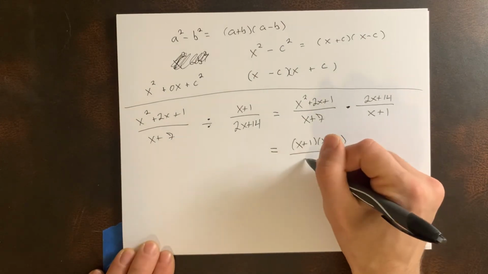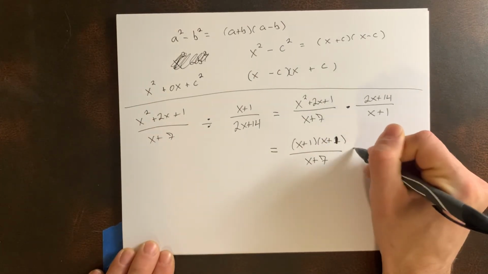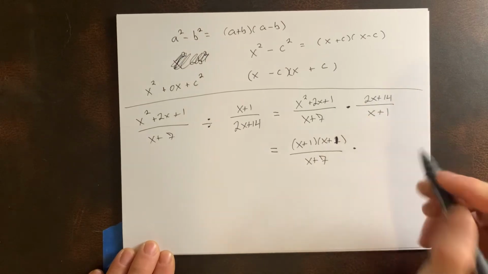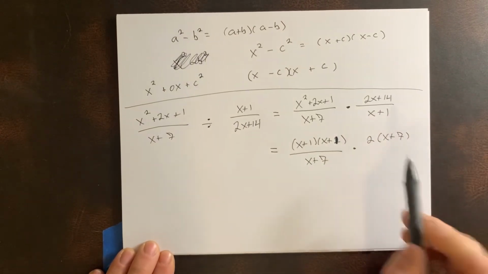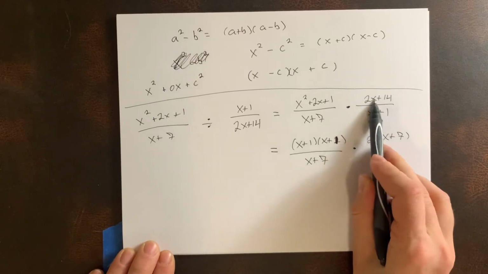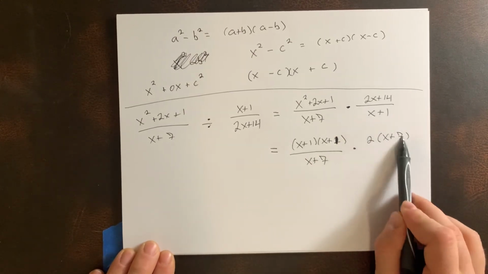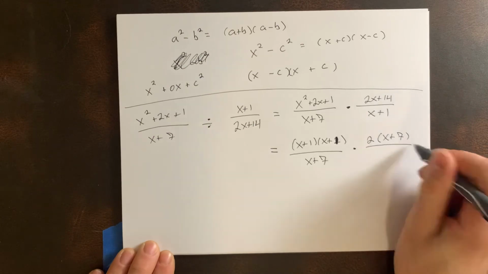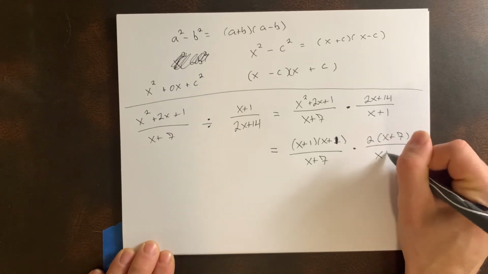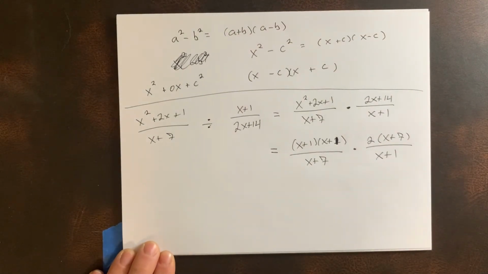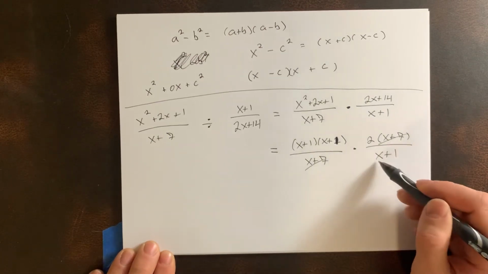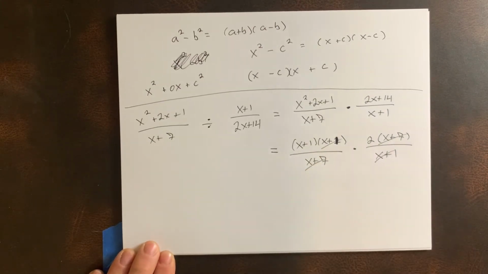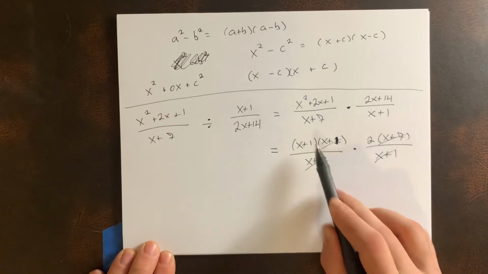We can't factor x plus 7, so we rewrite it. And then here we could take out a 2. So we're going to have a 2, and then be left with an x plus 7. Again, 2 times x, that's 2x, and then 2 times 7 is 14. And on the bottom, we just have our x plus 1. So here we see that this x plus 7 cancels with this x plus 7. This x plus 1 cancels with this x plus 1. And all we're left with is 2 times x plus 1.